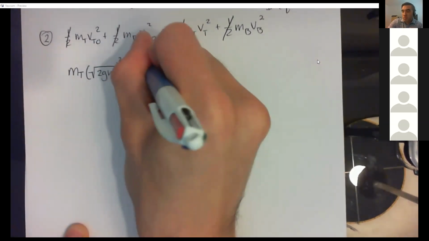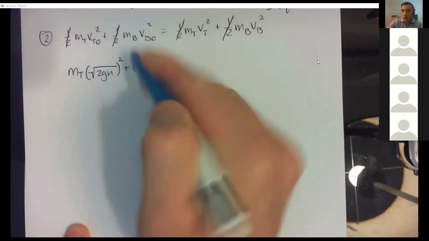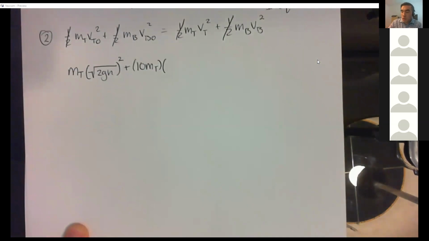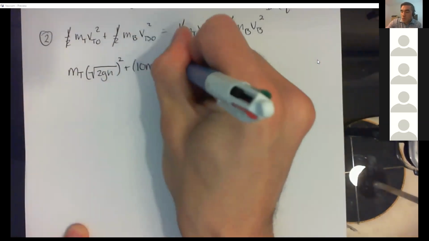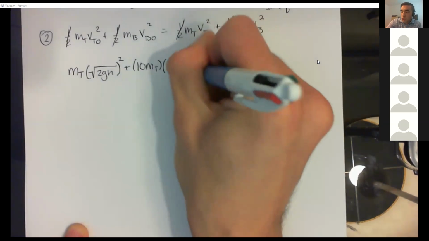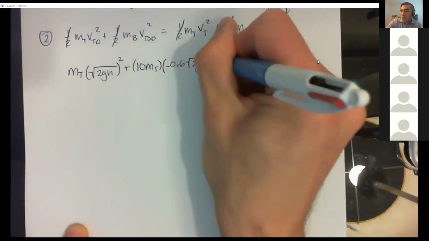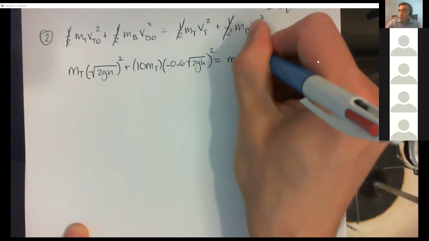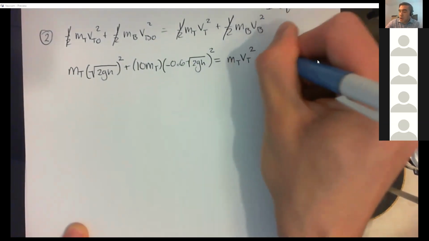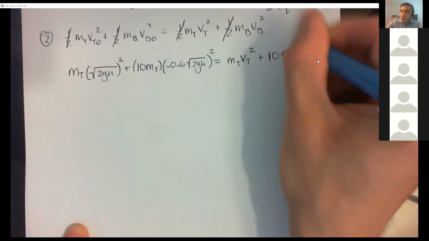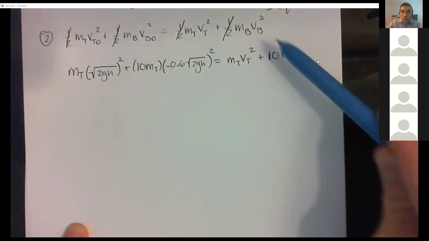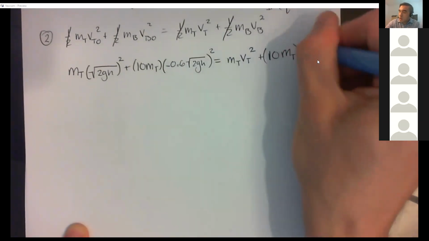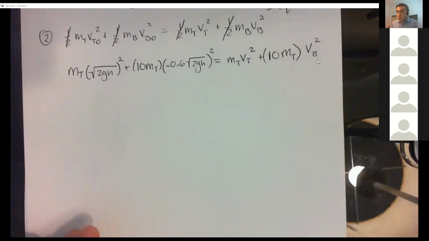Plus 10 times the mass of the tennis ball, because that's what the mass of the basketball is, then multiplied by the initial velocity of the basketball at the moment of collision, negative 0.6 root 2gh squared, is going to be equal to mass of the tennis ball, final velocity of the tennis ball squared, plus 10 times the mass of the tennis ball, because again, this is just a way to get rid of the mass of the basketball by saying it's 10 times heavier than the tennis ball. Velocity of the basketball, then squared.